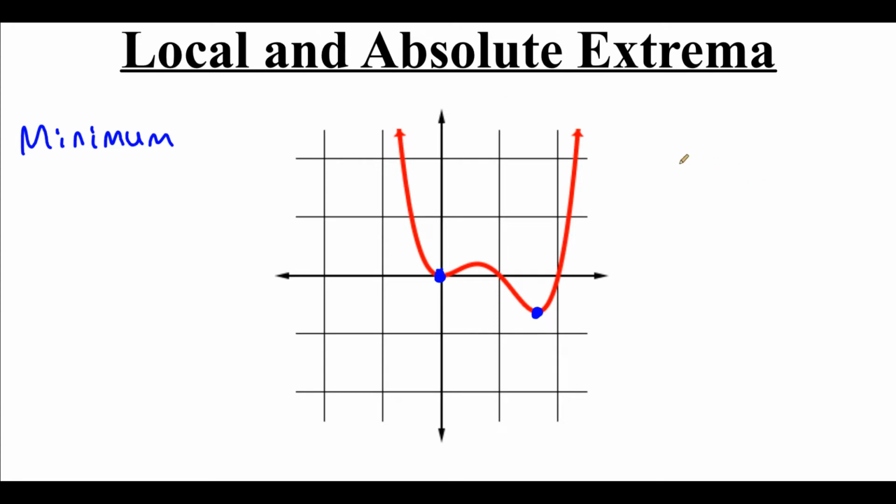Now, we can also have maximum values. And maximum values would happen at the top of the peak of a graph. And again, there can be a local maximum on just a short region, a small region of our graph. Or we could have an absolute maximum, which would be the highest point on the entire graph.